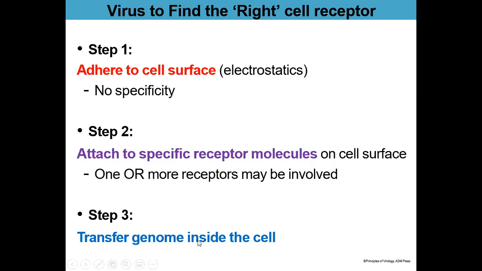So these three steps, as I told you, the specific receptor is needed for the entry into the cell, and sometimes more receptors are needed. Sometimes just a single receptor is enough. HIV is an example of having two receptors, and hepatitis C virus also has one or two co-receptors.